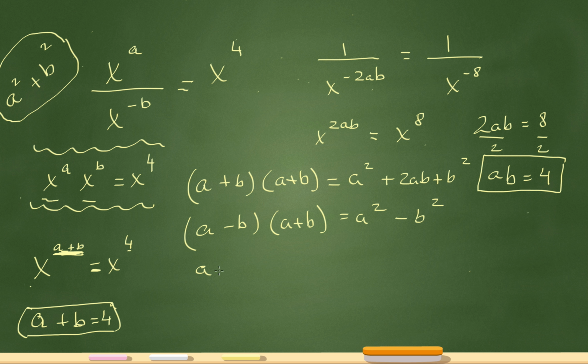Then the last one is a plus, which one am I left with? Oh, a minus b times a minus b. Oops, I still have the big one. A minus b times a minus b equals a squared minus 2ab plus b squared. So again, I told you it's going to get a little bit messy.